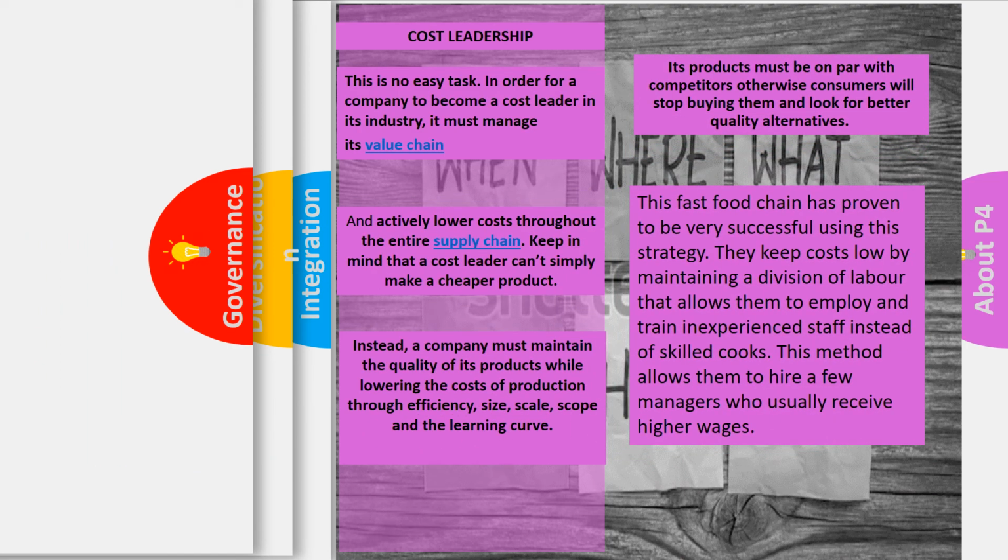If we look at the fast food chain, it's proven to be very successful using this strategy. They keep costs low by maintaining a division of labour that allows them to employ and train inexperienced staff instead of skilled cooks. This method allows them to hire field managers, who usually receive higher wages. Again, we see cost leadership in terms of McDonald's. McDonald's is very successful, also establishing their franchise system to increase their market share.